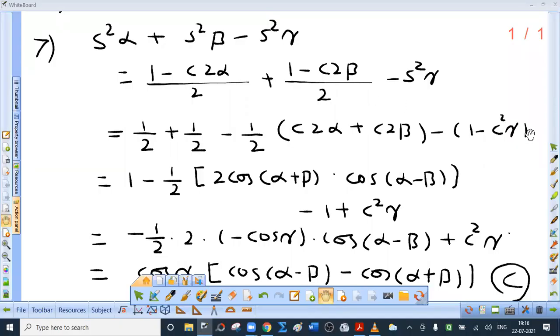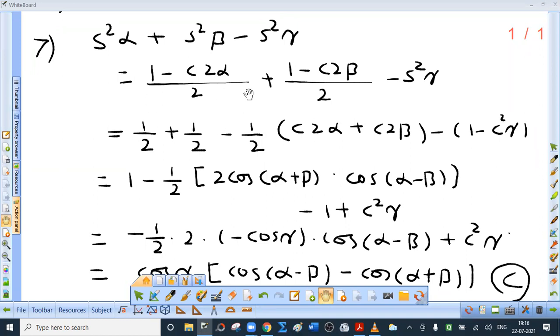Sum number 7. Okay. I have written S for sine and C for cos. So sine square alpha plus sine square beta minus sine square gamma is. Now sine square alpha is what? 1 minus cos 2 alpha upon 2. Sine square beta, 1 minus cos 2 beta upon 2.